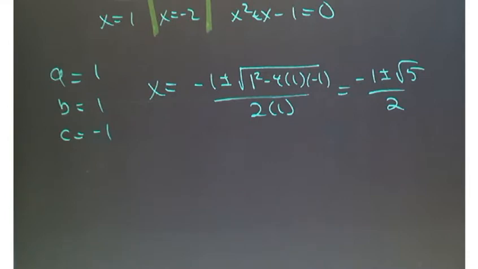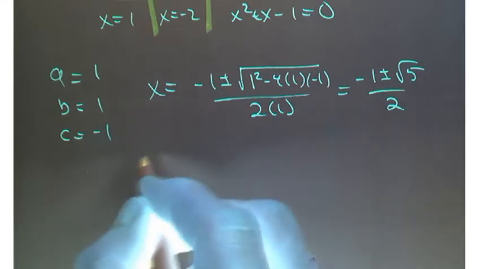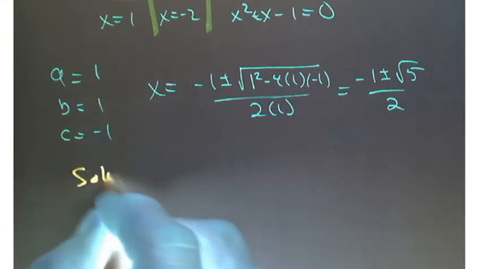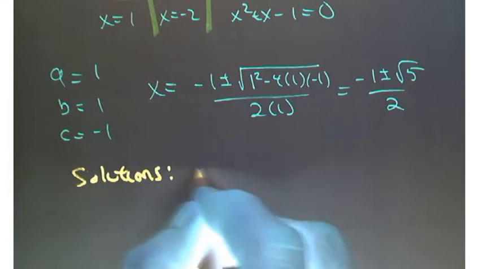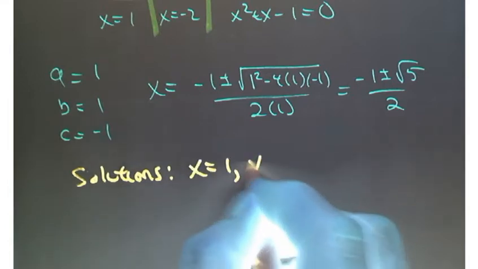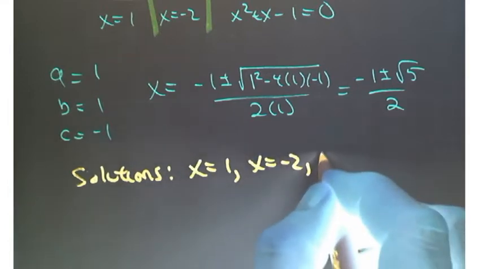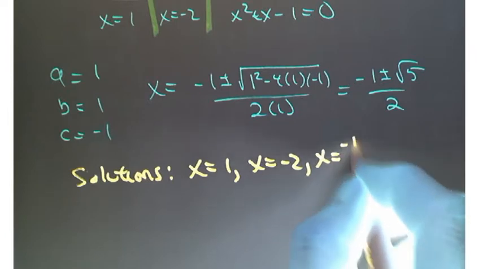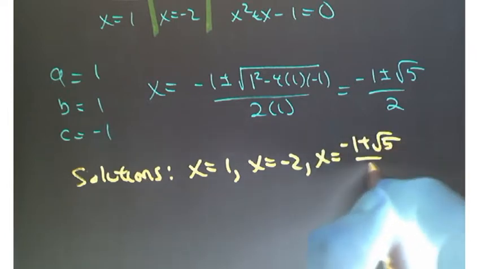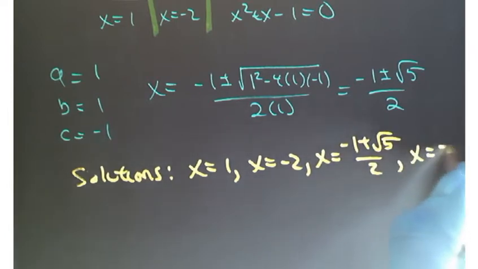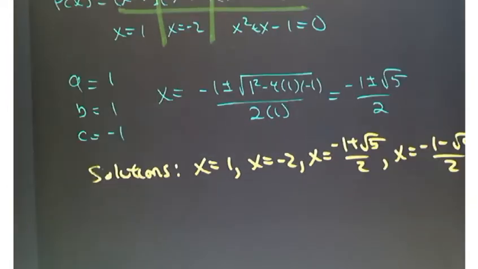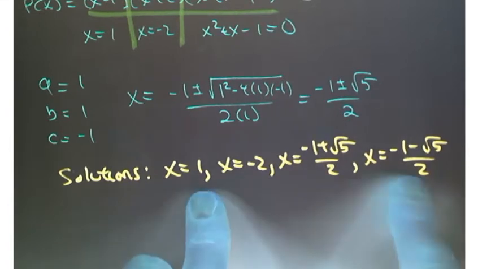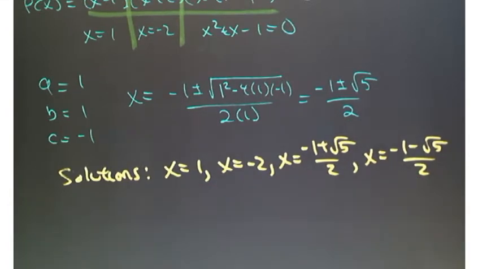Overall, there's really four solutions. So we have solutions at x equal 1, x equal negative 2, x equal negative 1 plus the square root of 5 over 2, and x equal negative 1 minus the square root of 5 over 2. So you have four solutions for your fourth degree polynomial.